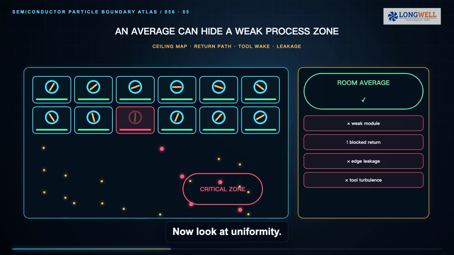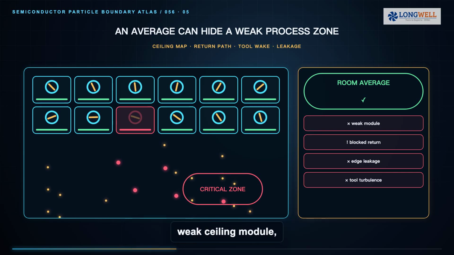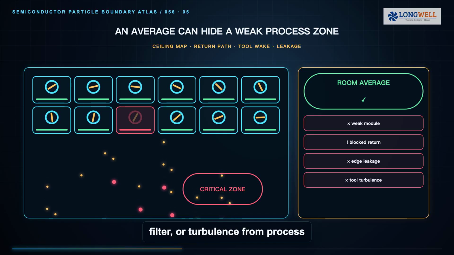Now look at uniformity. One average room reading can hide a weak ceiling module, a blocked return, leakage around a filter, or turbulence from process equipment. Map supply airflow or velocity across the ceiling and inspect the path to the critical zone. The correct acceptance method depends on the specified room and airflow type. The objective is repeatable protection where the process is vulnerable, not a visually impressive average.